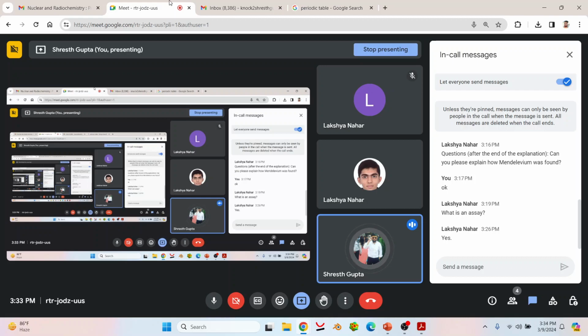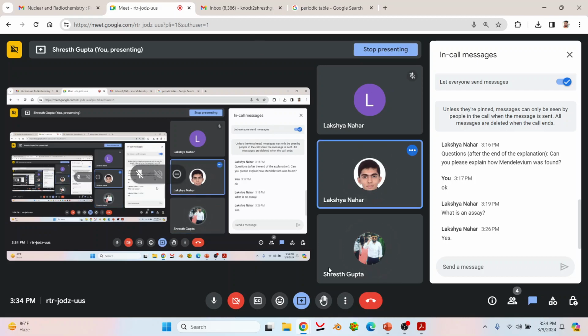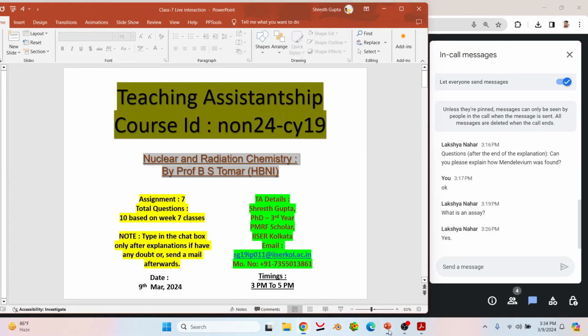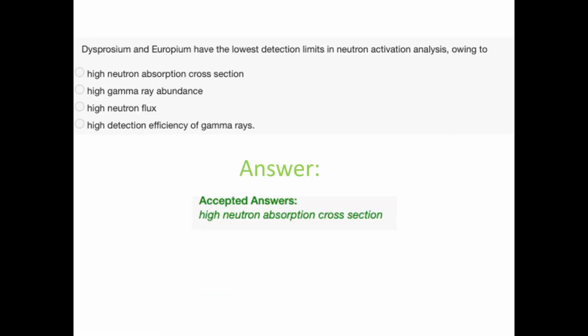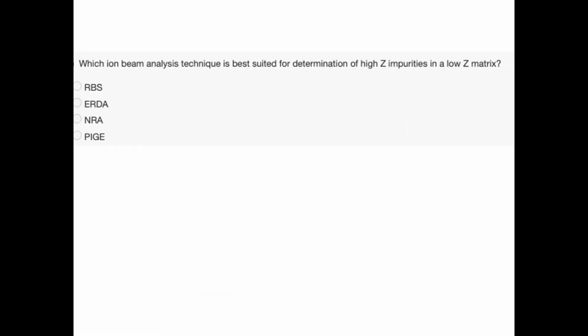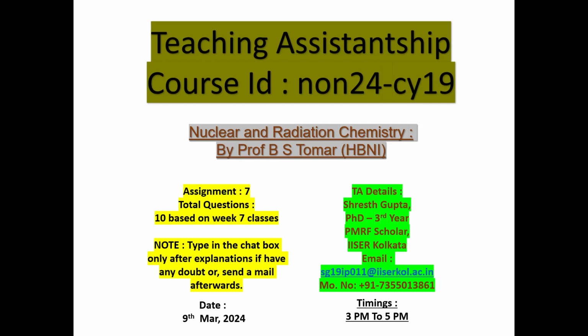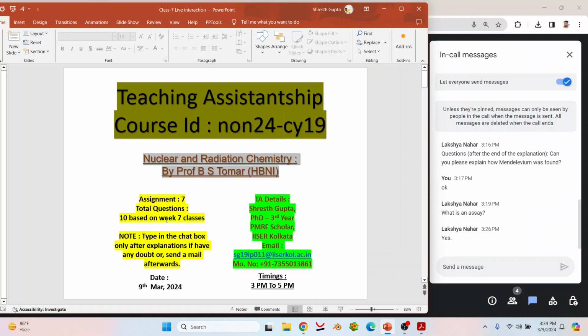For example, you will solve when you will see the assignment. I have not added it, but you can read here. The professor has actually told how this radioimmunoassay is important.